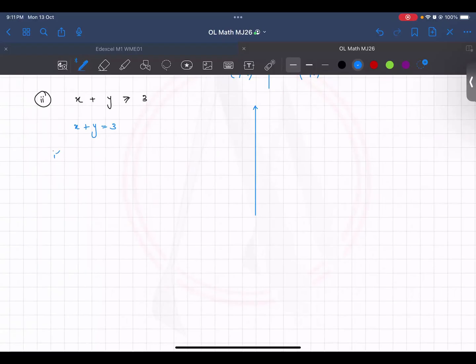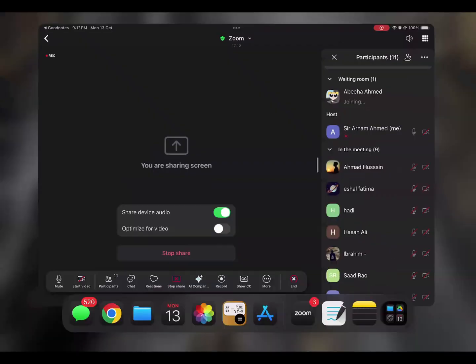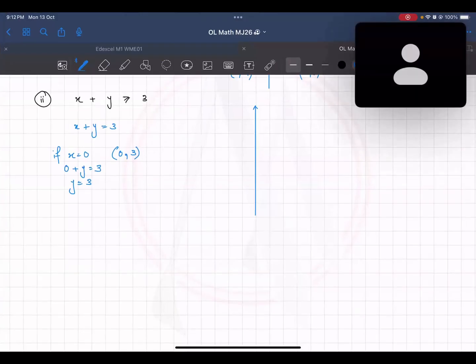You can find those 2 points by substituting. If your x is 0, then 0 plus y is equal to 3, so your y comes out as 3. So you have got 1 point: when x is 0, y is 3. And let's suppose another value. You can take y as 0 as well. If your y is 0, then x plus 0 is equal to 3, so x comes out as 3. So this becomes 3 comma 0. Your x value is 3, your y value is 0.